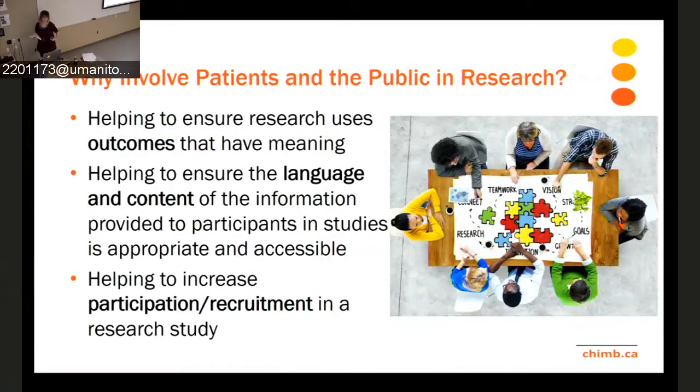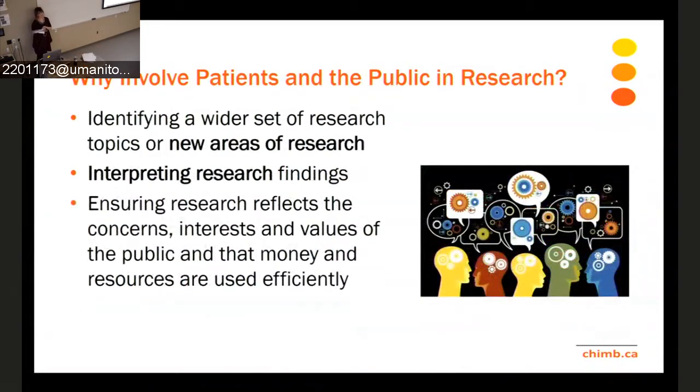Sometimes people with lived experience are engaged in order to ensure that language and content of the information that's being provided to participants in studies are appropriate and accessible. So co-developing surveys, looking at consent forms, co-developing protocols and scripts that we might use. And then that in turn, a lot of times helps to increase participation and recruitment in a research study.